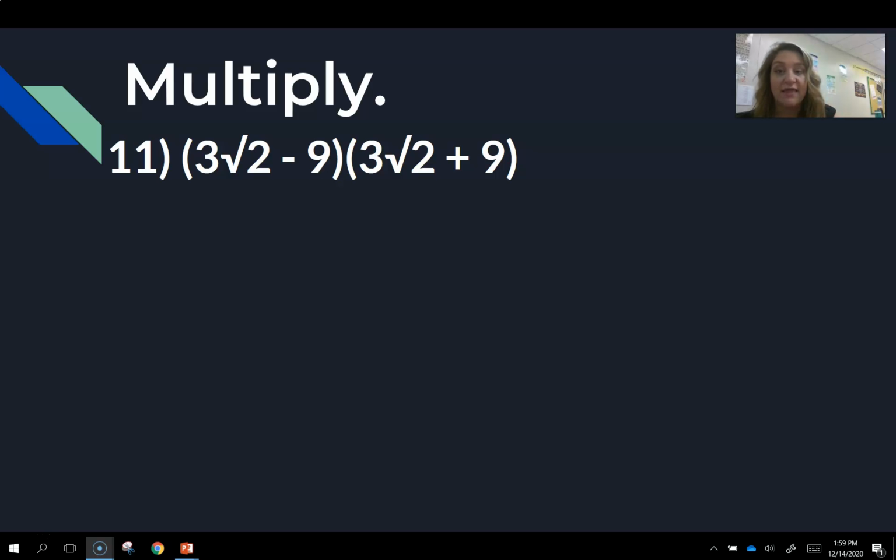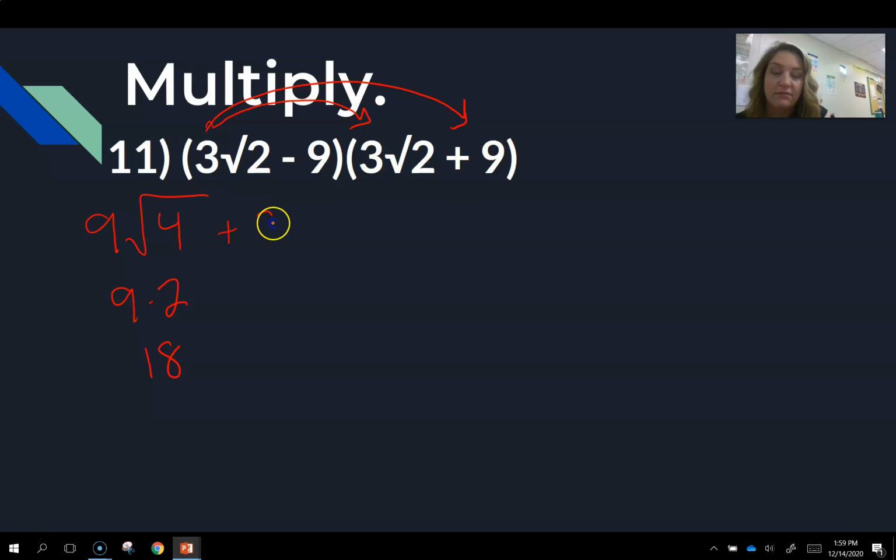Okay, so look here. After we do one, I'm going to show you a little shortcut. Here I have 3 square root 2 times 3 square root 2. 3 outside, 3 times 3 is 9. The insides, 2 times 2 is 4. I'm going to simplify that: 9 times the square root of 4 becomes 9 times 2. That is 18. Now I'm going to do it again with my end number. 3 times 9 is 27, and I have a square root of 2 there. Can't do anything about it.